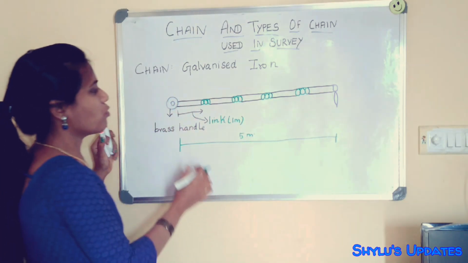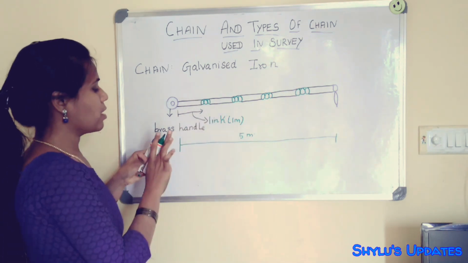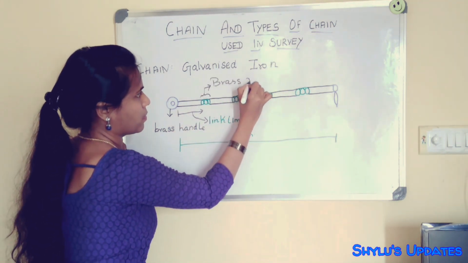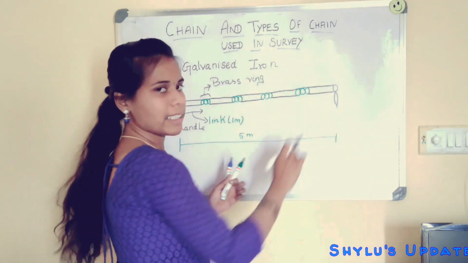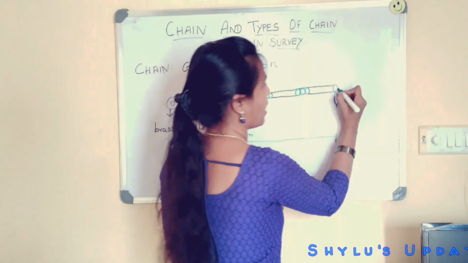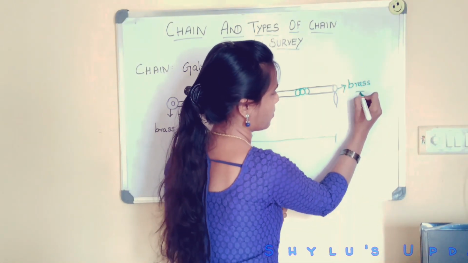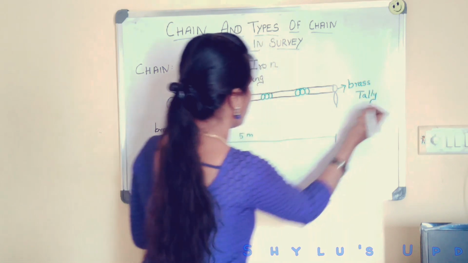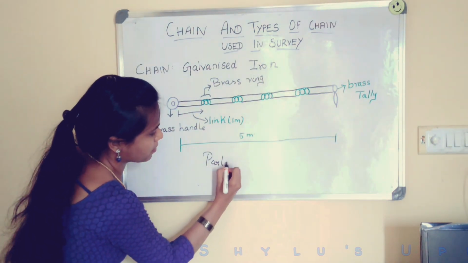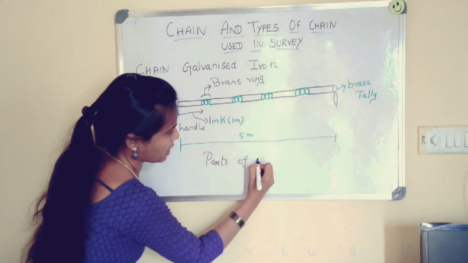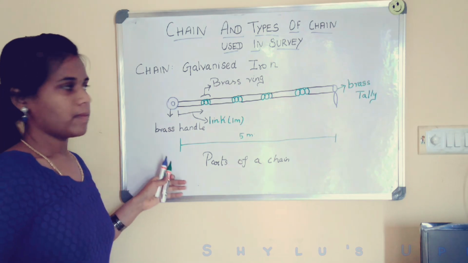Okay. So for every 1 meter, 3 brass ring is attached. And for every 5 meter, brass tally is attached. Brass tally is attached to separate the distance. Okay, so this is the brass tally. So this diagram is the parts of a chain, which is used in surveying.